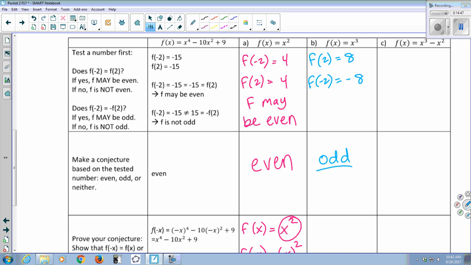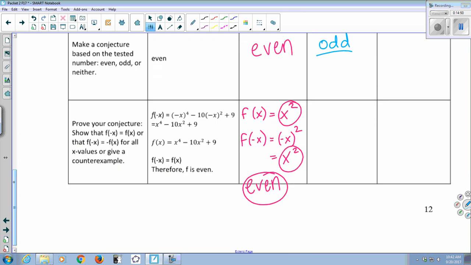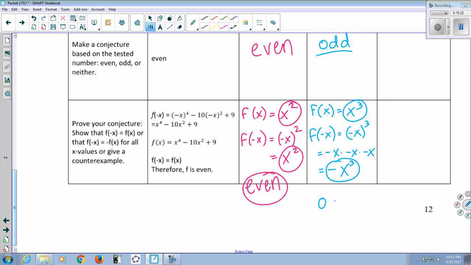Then I have to prove it, right? So I have to prove it for every possible pair of opposite x's. So f of x is x cubed. f of -x is (-x) cubed, which means -x times -x times -x. Negative times a negative times a negative is a negative x cubed. So you can see you get x cubed when you plug in positive x, and you get negative x cubed when you plug in negative x. So those are always going to be opposite y values.